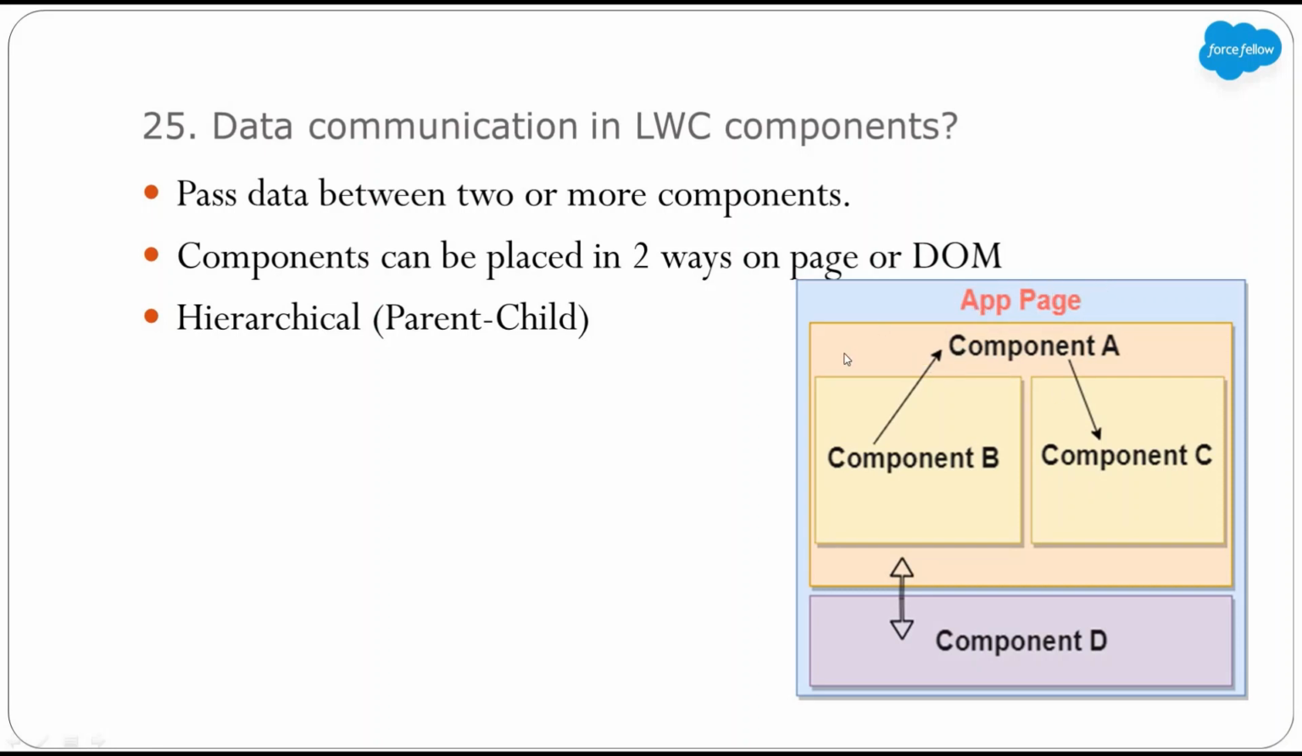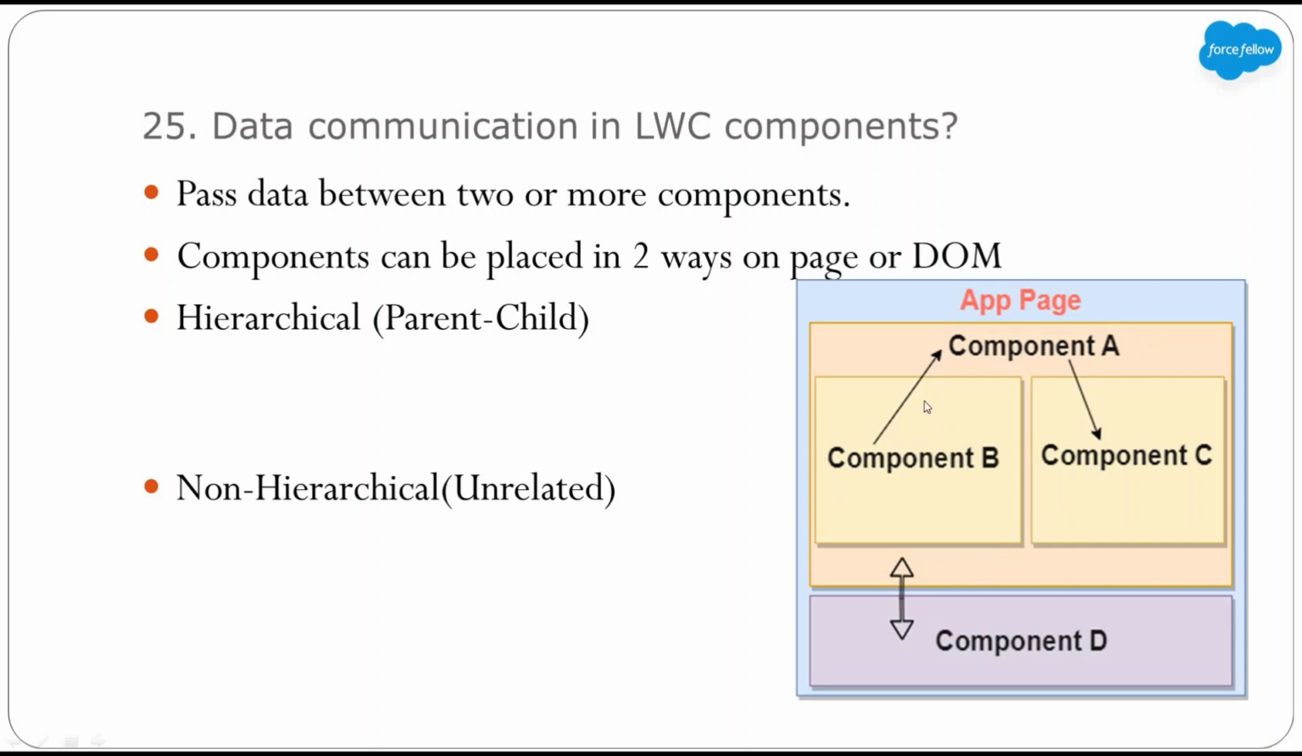If you can see in this image, we have an app page, and in this app page we have a component A. In this component we have two child components, component B and component C. So we can say component A and B, and A and C, are in a direct relationship. Here A is the parent of B and C. Another way is non-hierarchical, meaning unrelated components. In this example we have component A and component D. These components do not have a direct relationship.